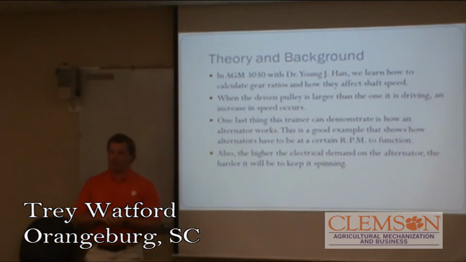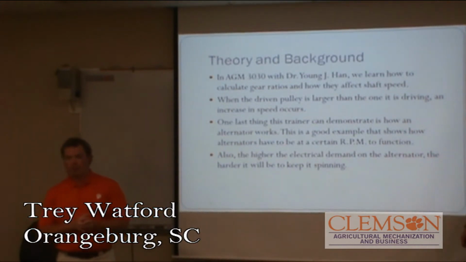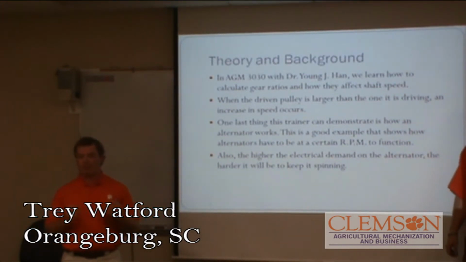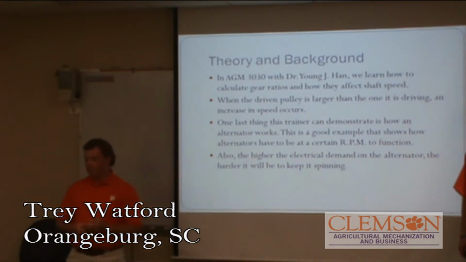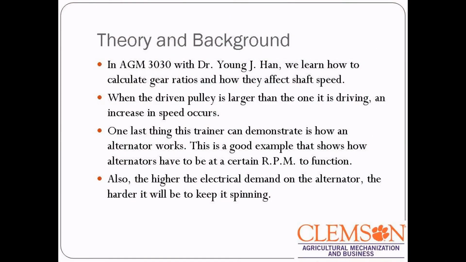In AgMech 303, talking with Dr. Hahn, we learned how to calculate the gear ratios and how they affect shaft speed. When the driven pulley is smaller than the one it is driving, an increase in speed occurs. One last thing that this trainer can demonstrate is how an alternator works in the system. A good example that shows how alternators have to be at a certain RPM to function will be displayed in our system right here. Also, the higher the electrical demand placed on the system, the harder the load placed on the alternator and the motor.